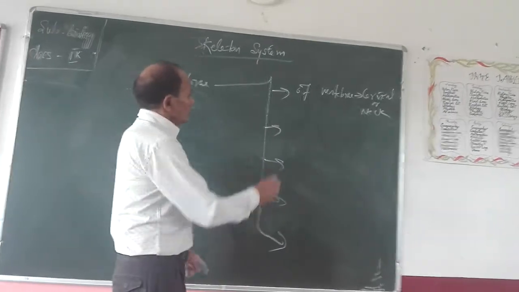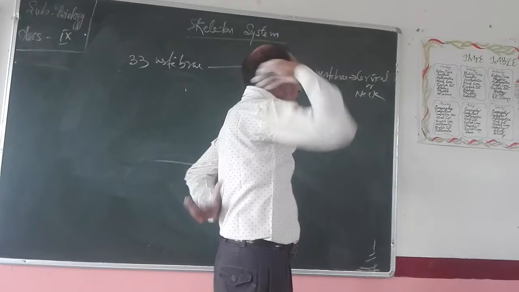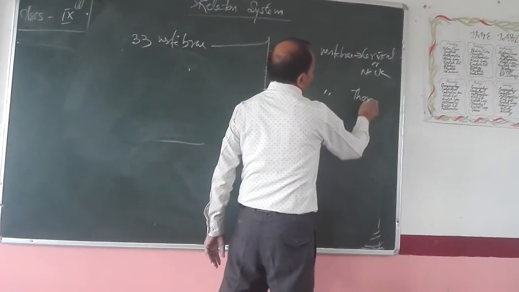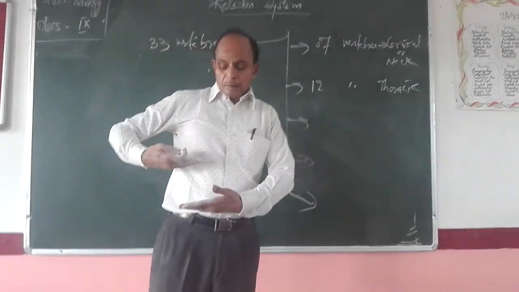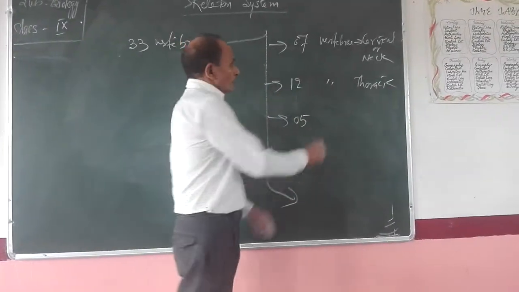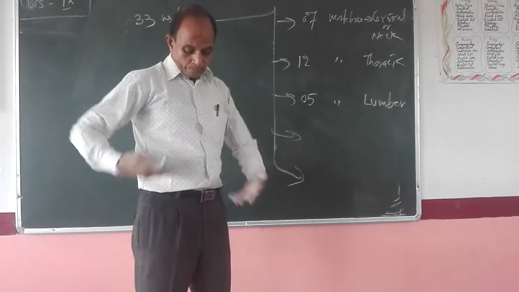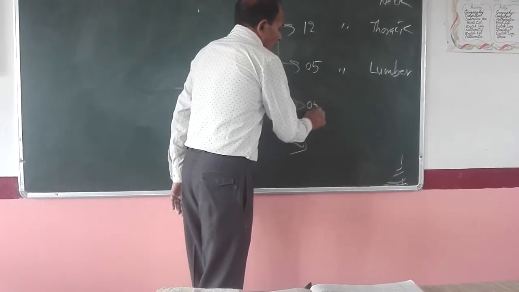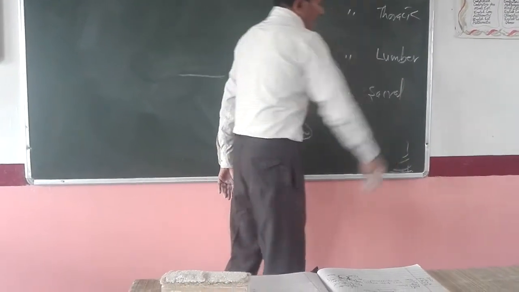After that, in our thorax region of backbone, total 12 vertebrae are there, and these 12 vertebrae are known as thoracic vertebrae. Below thoracic region, there is a lumbar region, the waist region, and in this lumbar region, there are total 5 vertebrae, and these 5 vertebrae are known as lumbar vertebrae. Below lumbar region, there is a sacral region. Again, here 5 vertebrae are there, and these are known as sacral vertebrae.